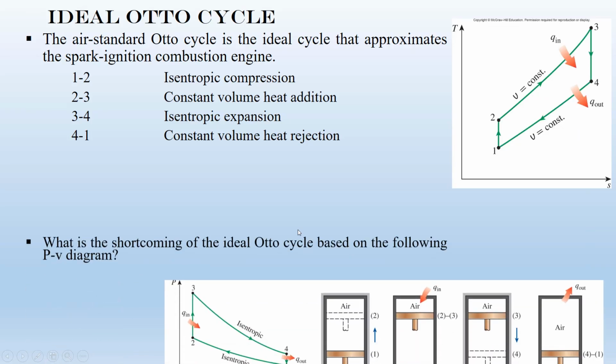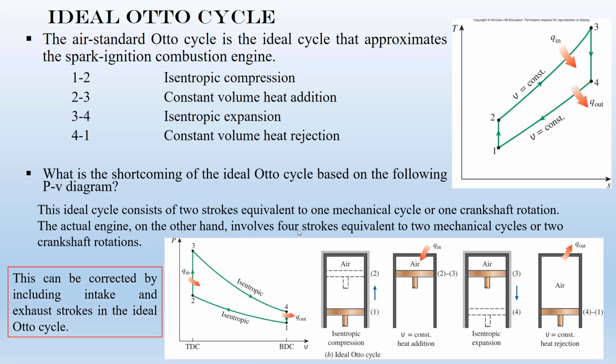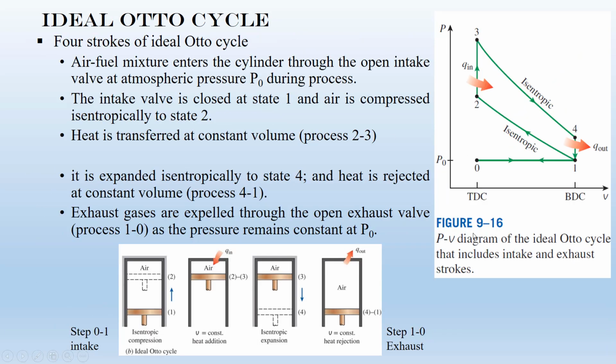So how can we solve this shortcoming? We can solve this problem if we add an intake and exhaust stroke to this process at constant pressure. How? Look, guys, this is the ideal Otto cycle, correct? If we assume there is a preliminary step to add air-fuel mixture to this cylinder and piston at constant pressure, so there is a step 0 to 1, and the air and fuel mixture is added to this piston cylinder at constant pressure. So we move from point 0 to 1 at constant pressure.